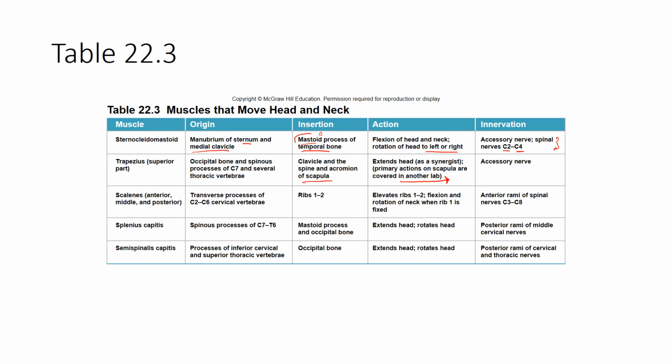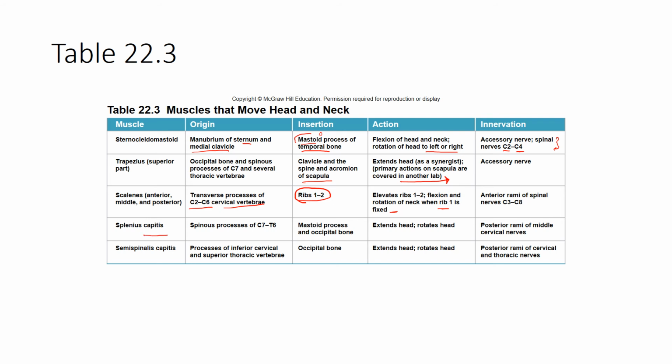Scalenes, again, the anterior, middle, and posterior. The origin will be the transverse processes from C2 to C6 cervical vertebrae, and the insertion will be ribs 1 and 2, as we saw in the previous slides. The function will be to elevate ribs 1 and 2, and flexion and rotation of the neck when rib 1 is fixed.